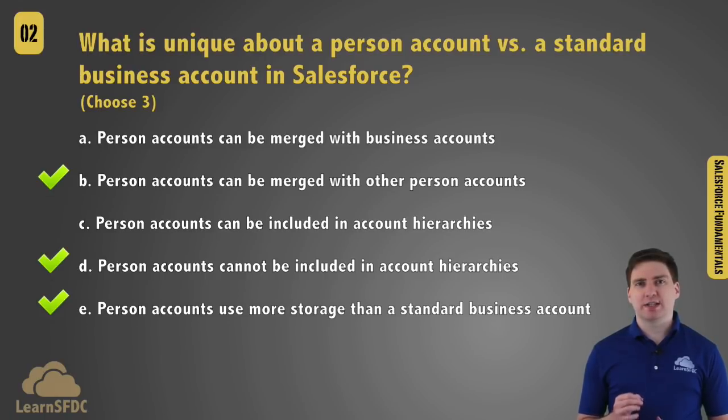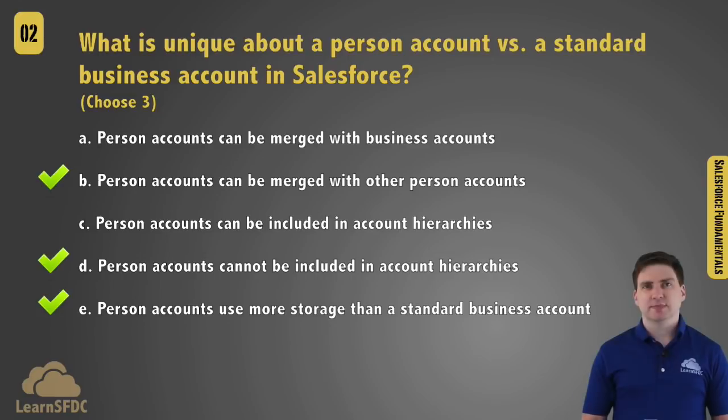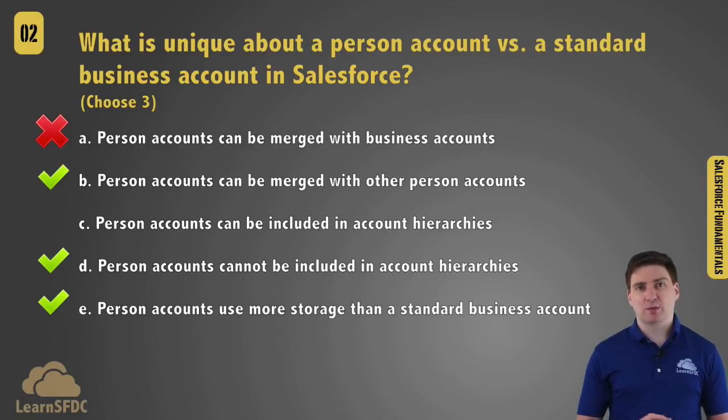Now let's look at the incorrect answers. A is incorrect because a person account cannot be merged with a business account. Person account records can only be merged with other person account records. Business account records can only be merged with other business account records.